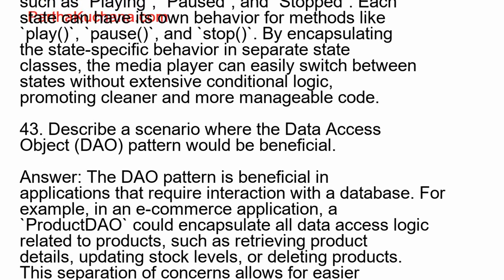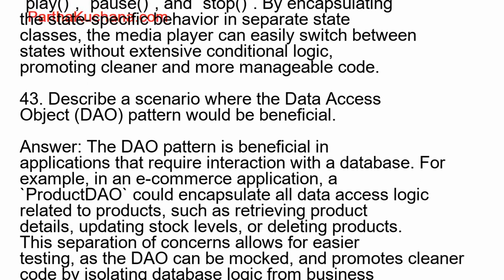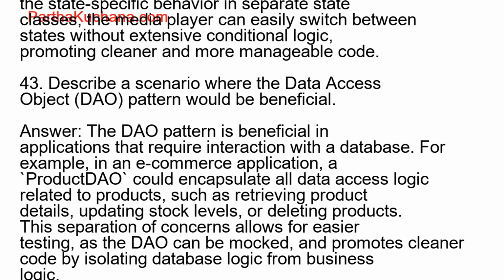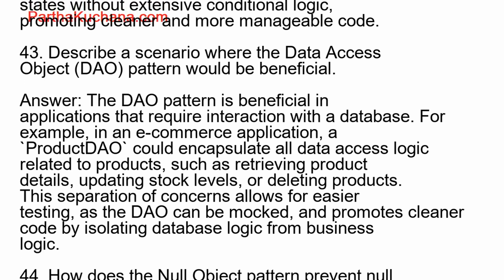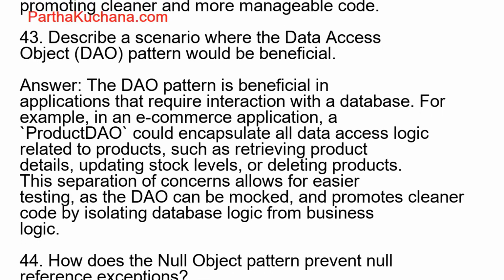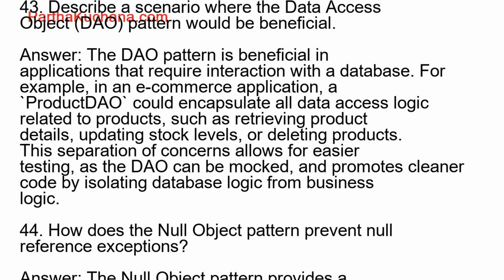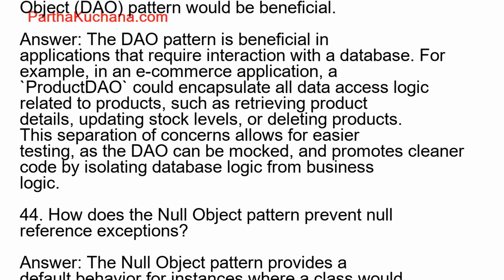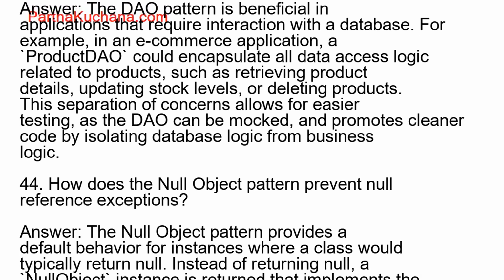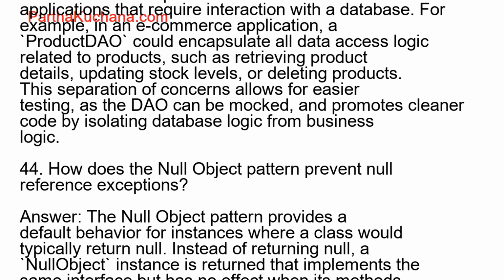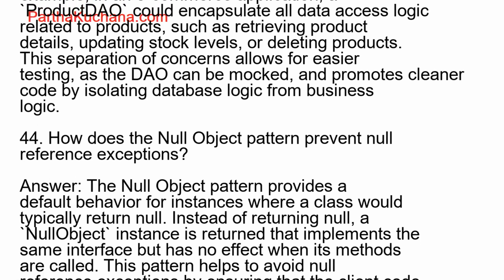45. What is the role of the specification pattern in defining complex business rules? Answer. The specification pattern allows for the creation of reusable business rules that can be combined and reused across different entities. Each specification encapsulates a criterion and can be combined using logical operations like and, or, and not. This pattern is particularly useful in applications where business rules may change frequently, allowing for more flexible and maintainable code that adheres to the open/closed principle.